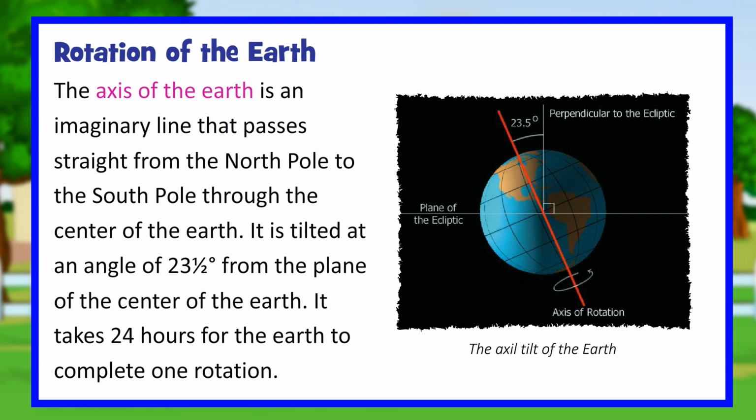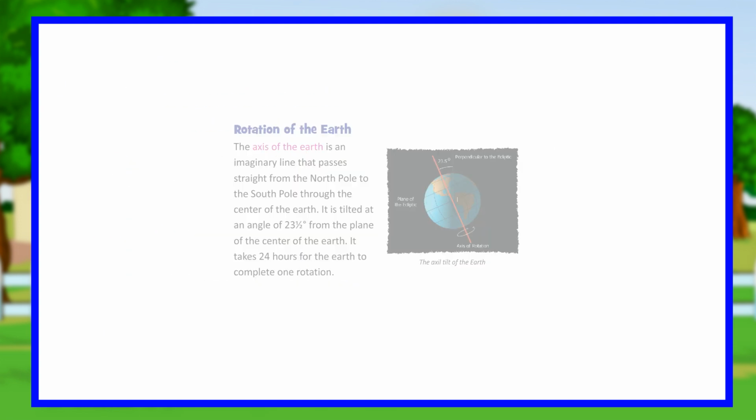The axis of the Earth is an imaginary line that passes straight from the North Pole to the South Pole through the center of the Earth. It is tilted at an angle of 23.5 degrees from the plane of the center of the Earth. It takes 24 hours for the Earth to complete one rotation.